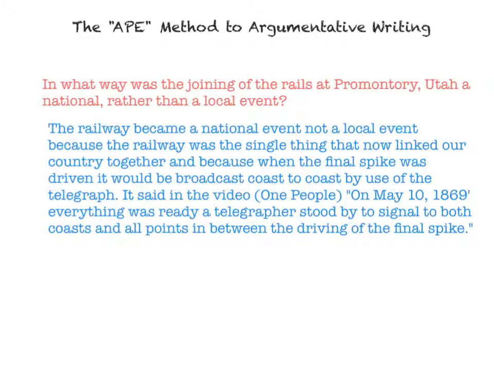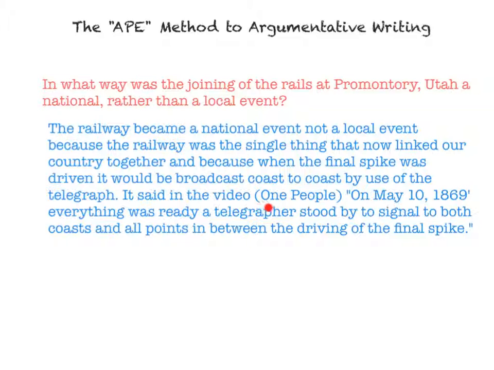So again, let's go back to my answer that I've been doing. So I first have my answer, and that was the railway became a national event, not a local event, because the railway was a single thing that now linked our country together, and because when the final spike was driven, it would be broadcast coast to coast by the use of the telegraph. That's my answer. Now I want to include my proof.